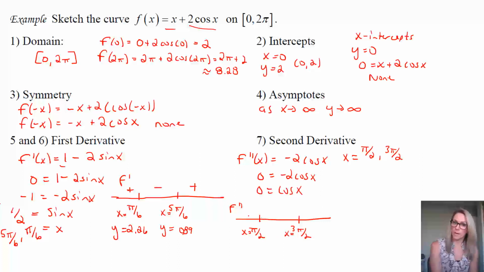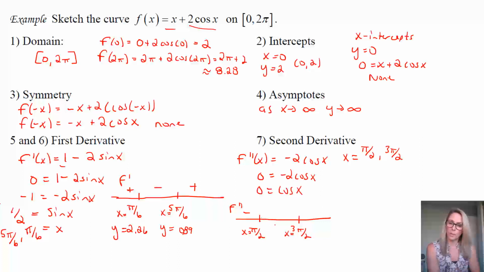So let's check for concavity. We'll put in something less than pi over 2 into our second derivative. If we put in 0, say, into our second derivative, cosine of 0 is 1, and then multiply that by a negative 2, and we get negative. So we're going to be concave down up until pi over 2.